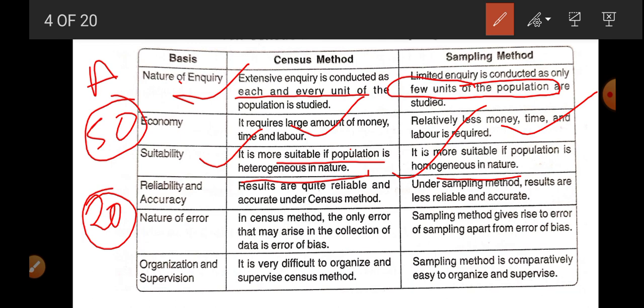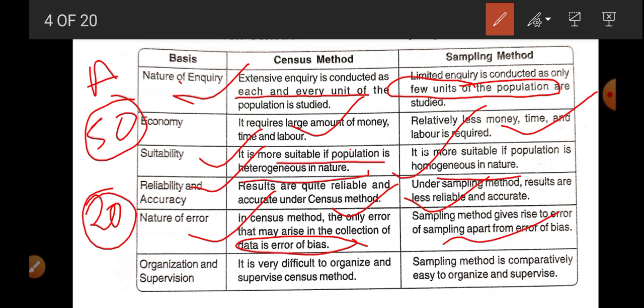Now, reliability and accuracy. The census method gives more reliable and accurate results. Sampling is less so compared to census. Nature of error. In the census method, error cannot be corrected, or error happens because of the process of collection of data. On the other hand, in sampling, error will happen because of the investigator also.